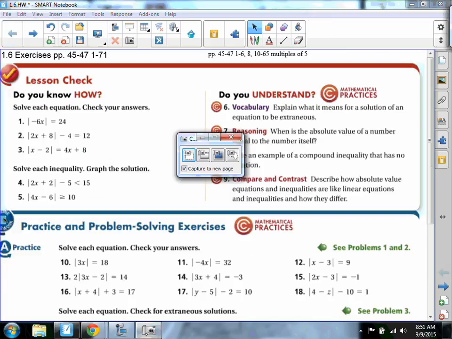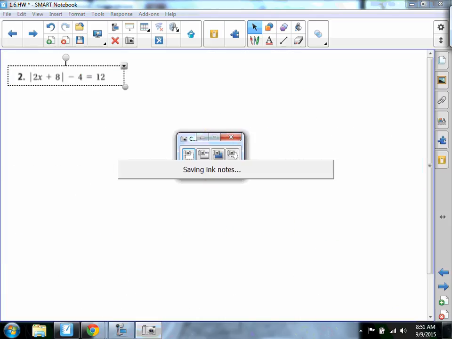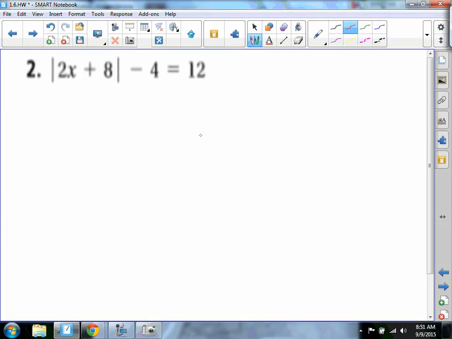So moving on to number two. If you missed the notes yesterday, the first thing that we should do is we should isolate, get by itself, the absolute value quantity. So when I do that, I'm going to have to do something.